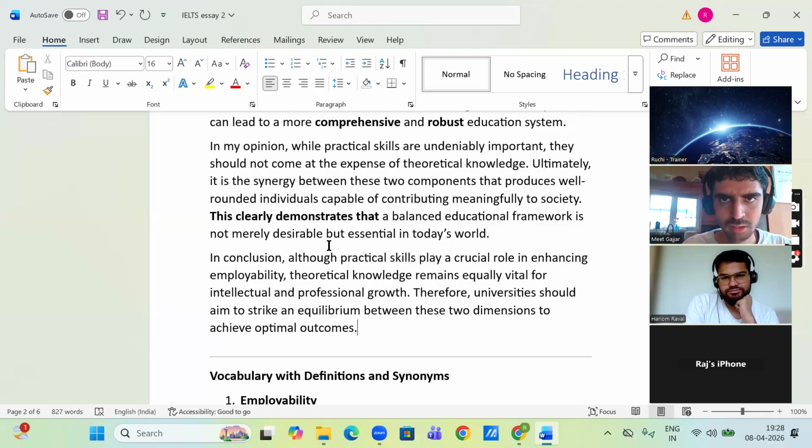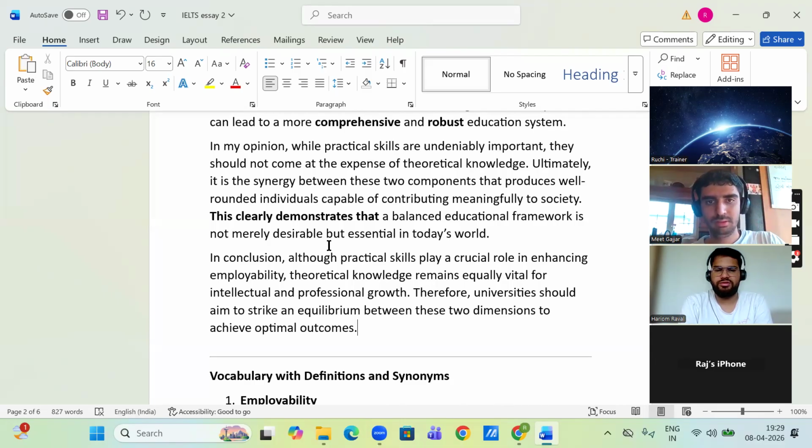In my opinion, while practical skills are undeniably important, they should not come at the expense of theoretical knowledge. Ultimately, it is the synergy between these two components that produces well-rounded individuals capable of contributing meaningfully to society. This clearly demonstrates that a balanced educational framework is not merely desirable but essential in today's world.